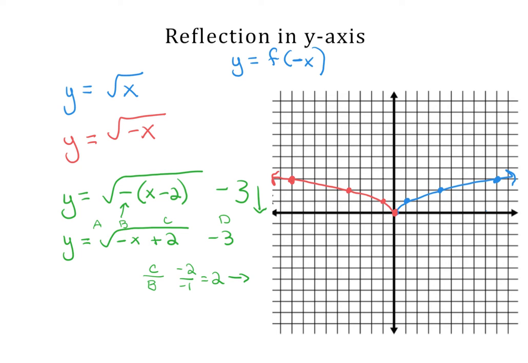Normally when you see +2, you would think shift left, but then when you have that negative, what it does is it flips it back and shifts it right. So let's take the reflected red graph and we're shifting it right 2, down 3. All the points right 2, down 3. And there we have our graph.